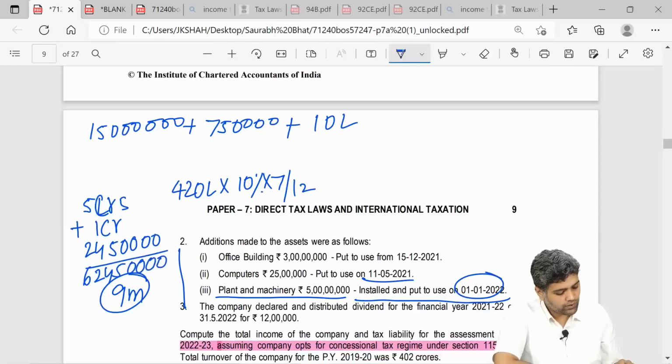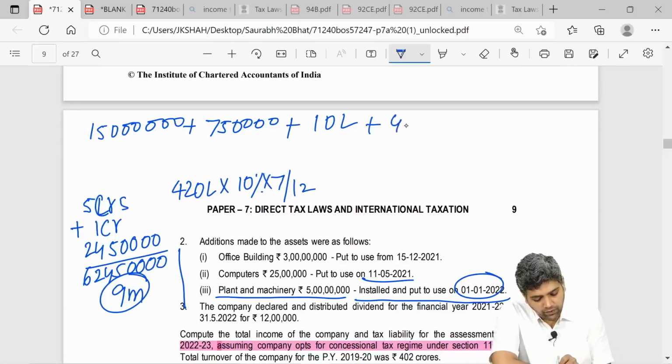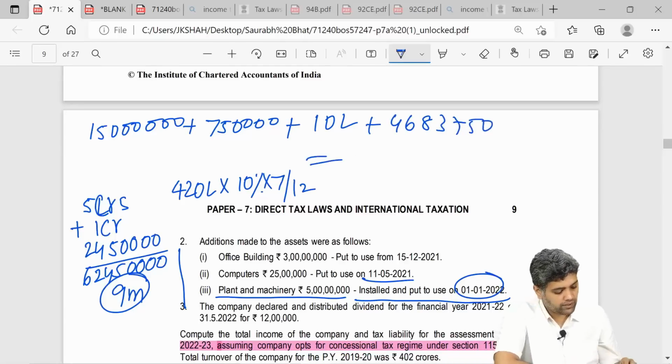24,50,000, on which I will get plant and machinery 15% depreciation, but for half a year, because this asset was put to use after 3rd of October. So I will add 46,83,750 plus 10 lakhs plus 7,50,000 plus 1 crore 50 lakhs.